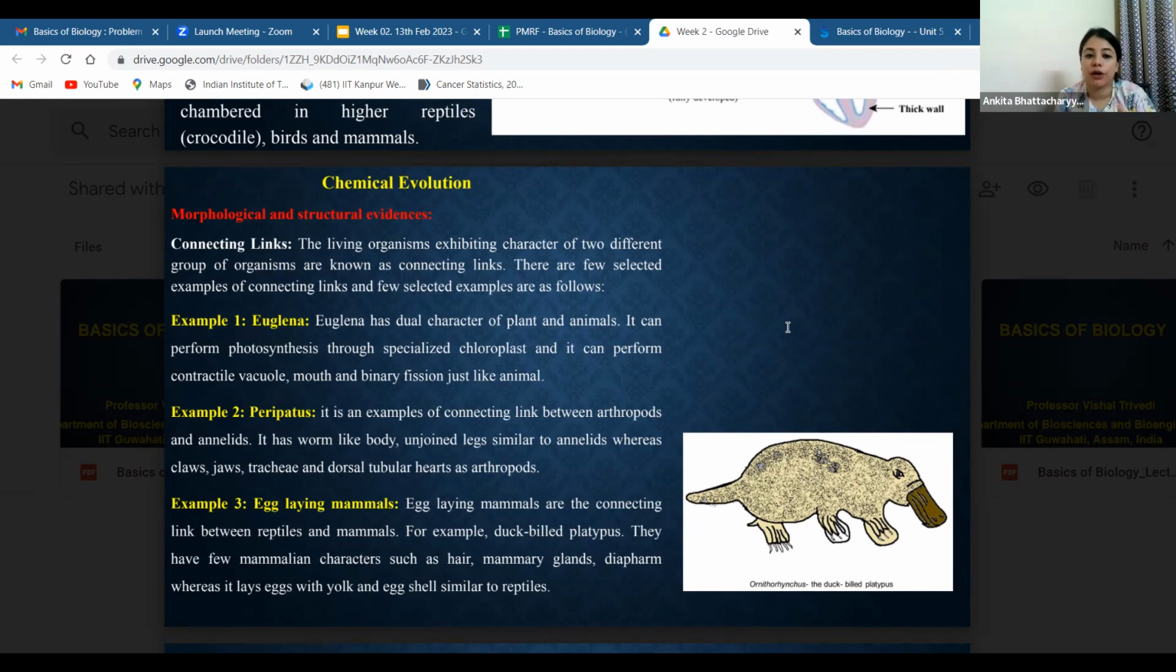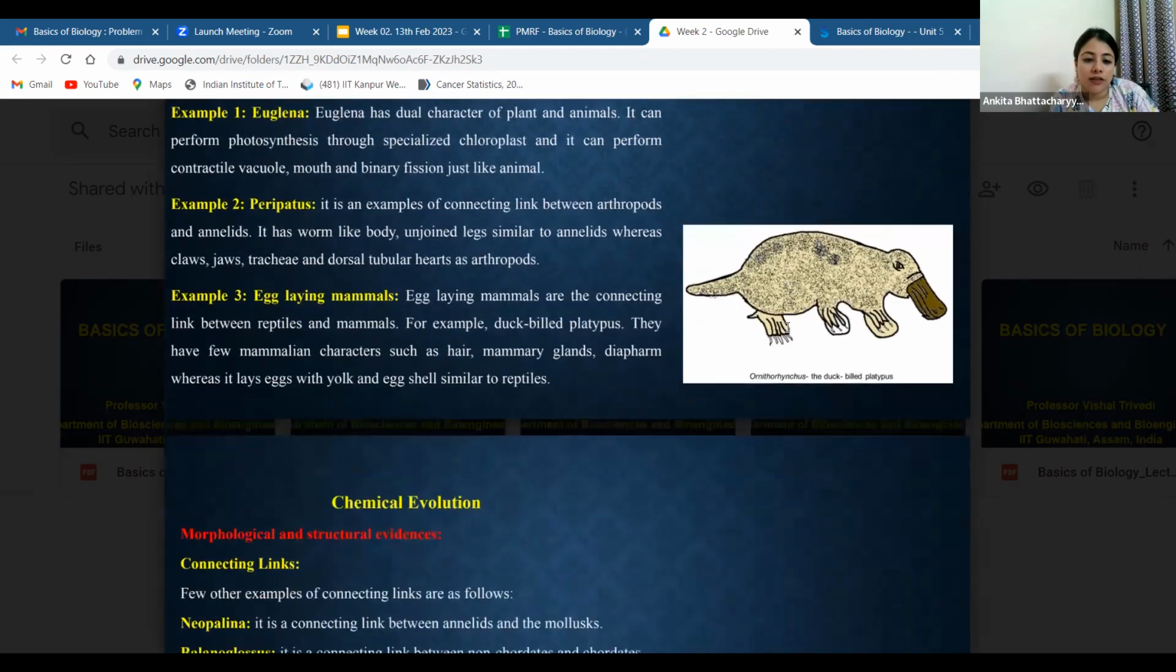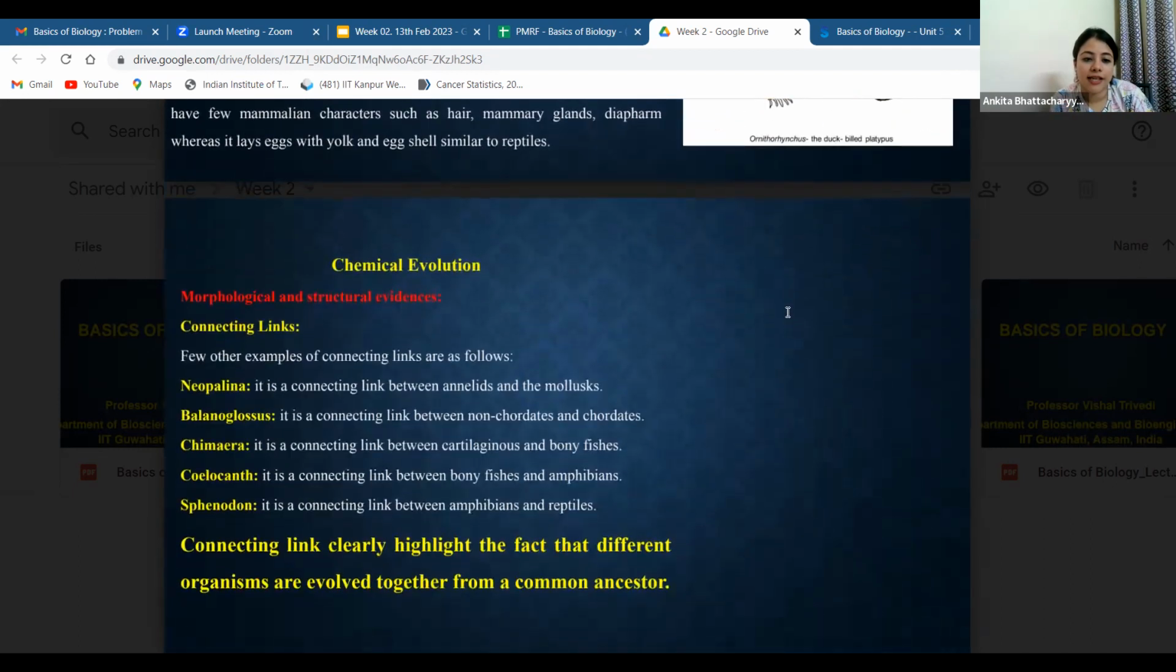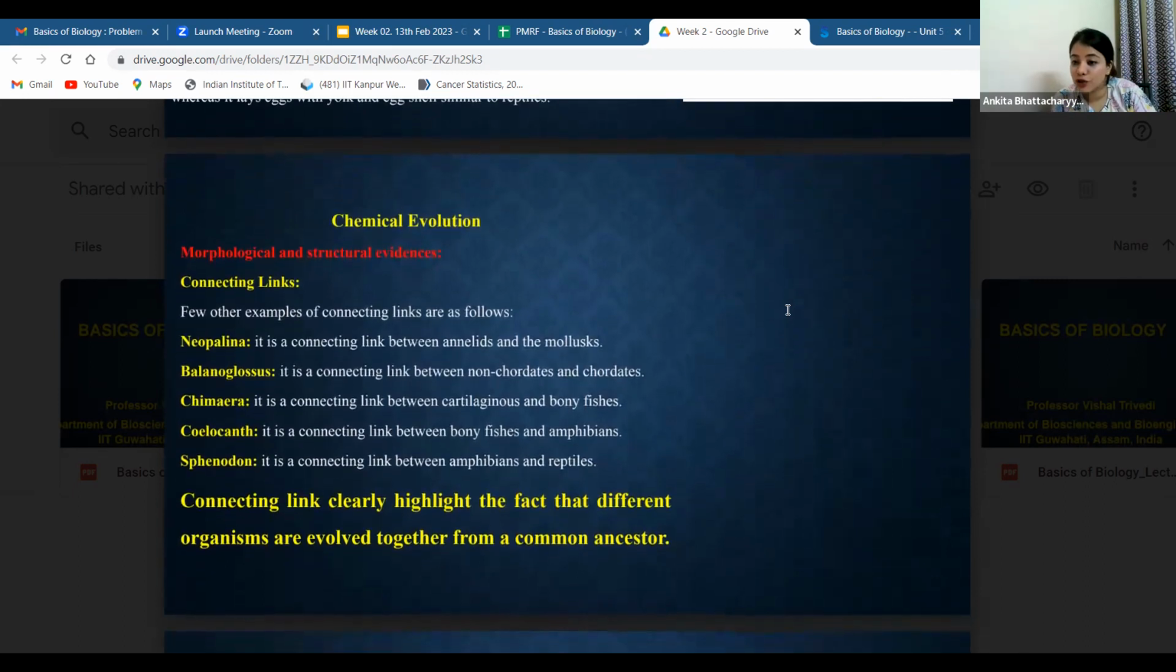For example, if we talk about Euglena, it has characters of both plants and animals. So what are those characters? Try to just keep them in your mind. Then some other examples, Neopilina, Balanoglossus, we have discussed extensively under hemichordates, how they are the connecting link between non-chordates and chordates.